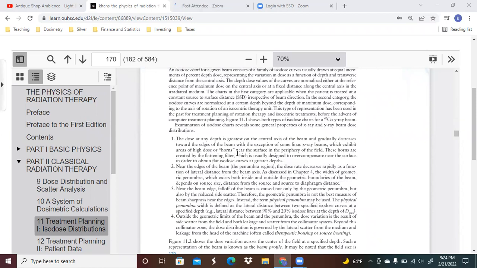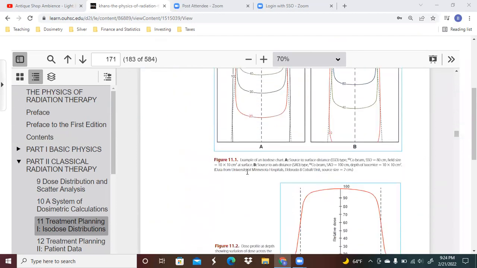So here are some general properties of isodose distributions. The dose at any depth is greatest along the central axis of the beam and gradually decreases towards the edge of the beam, with the exception of some Linac X-ray beams, which exhibit areas of high dose or horns near the surface in the periphery of the field. And these horns are created by the flattening filter, which is usually designed to overcompensate near the surface in order to obtain flat isodose curves at greater depths.